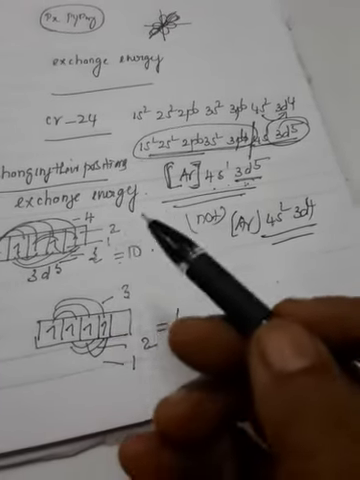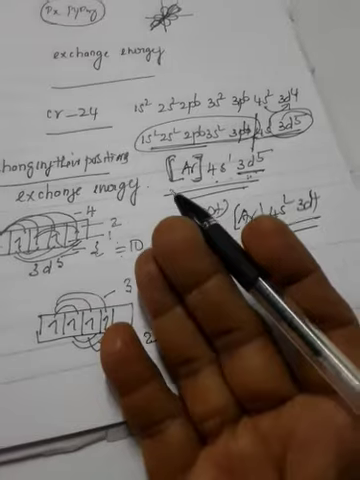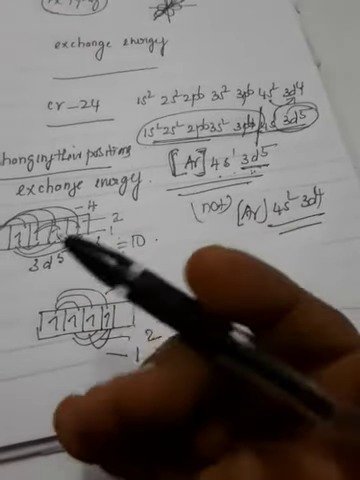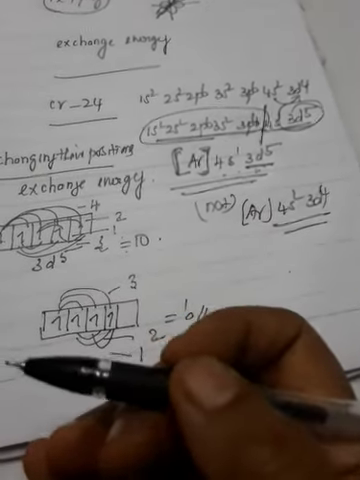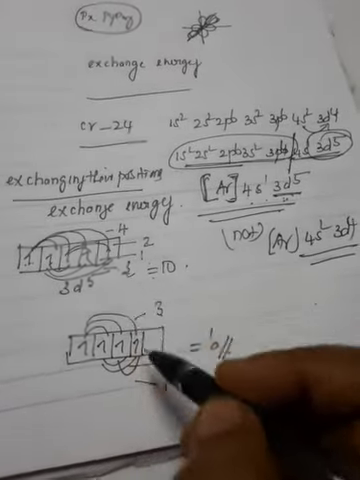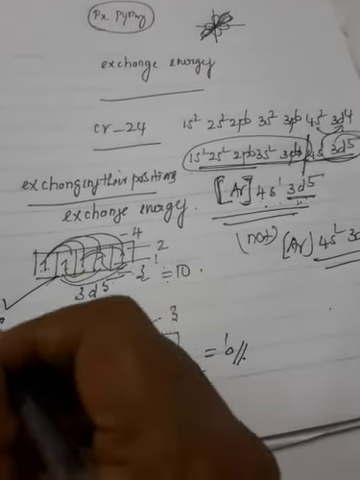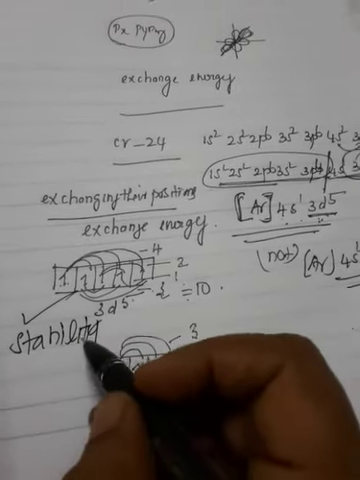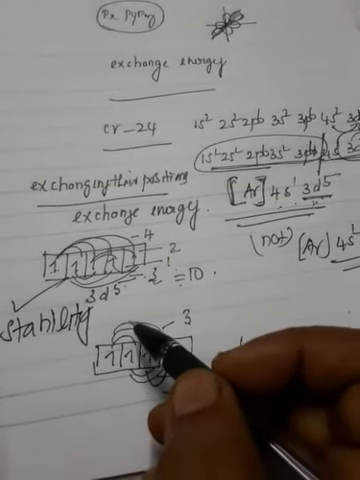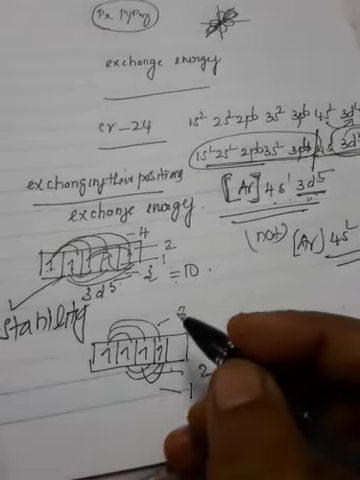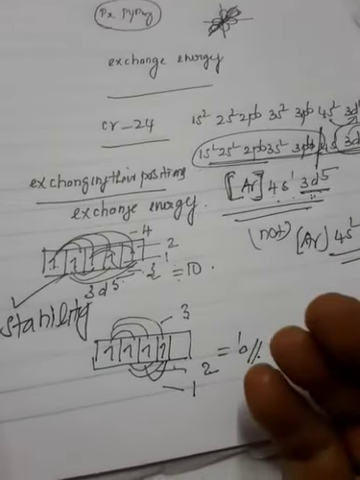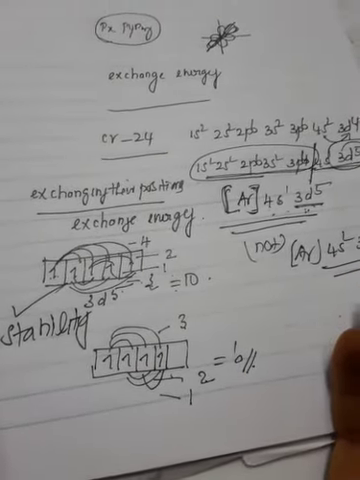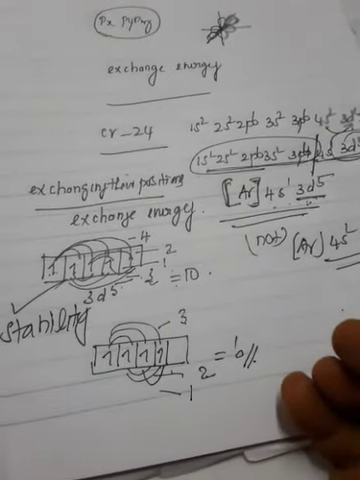So whichever configuration has more exchange energy, that one has more stability. When compared for both, this one is more stable. That is called exchange energy. So the exchange energy is also a basis of Hund's rule, which allows maximum multiplicity. That is, electron pairing is possible only when all the degenerate orbitals have one electron each.